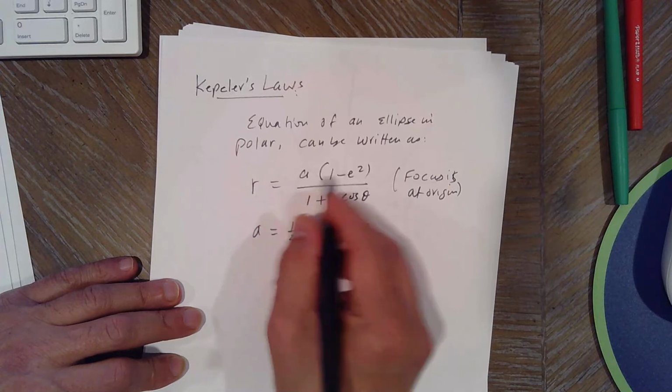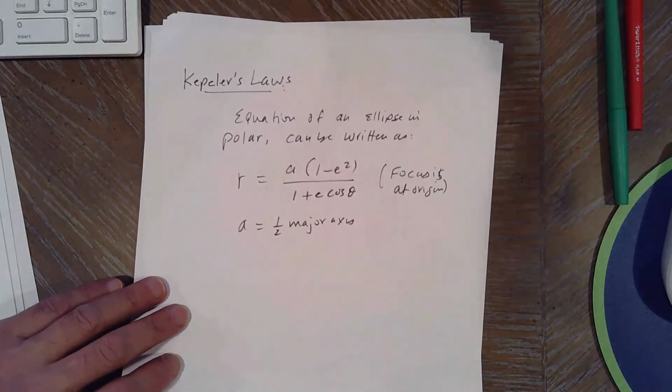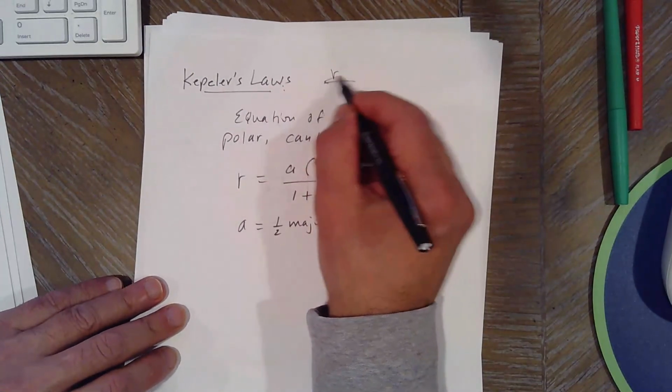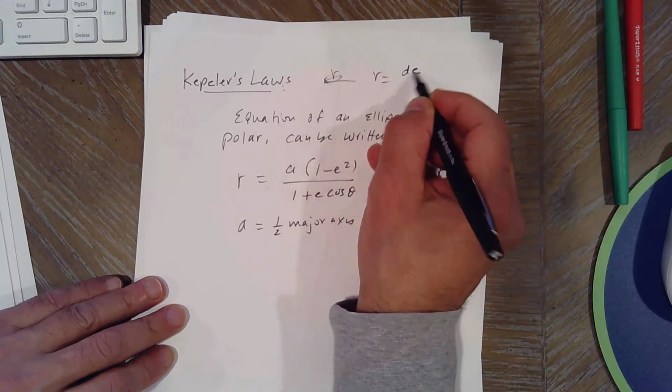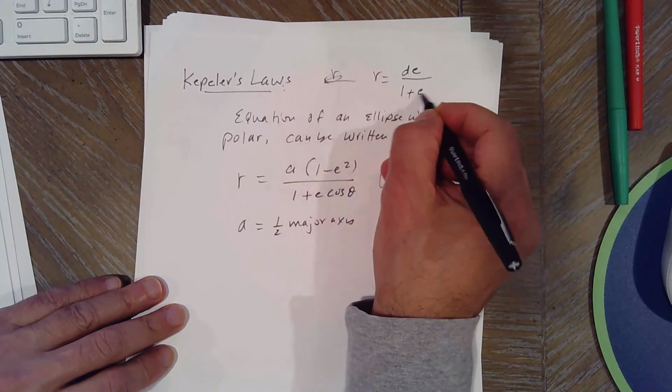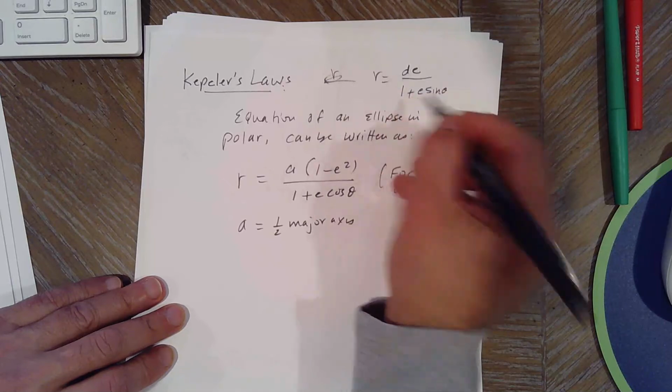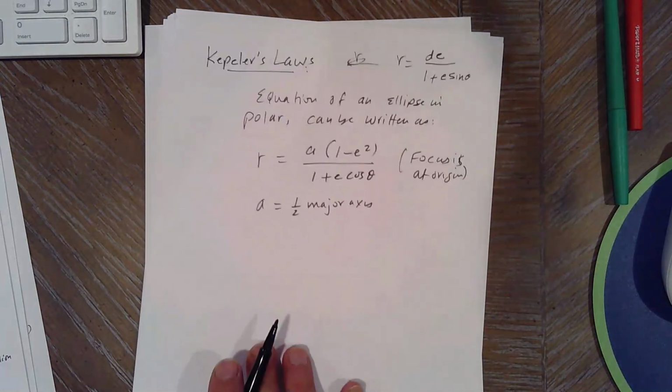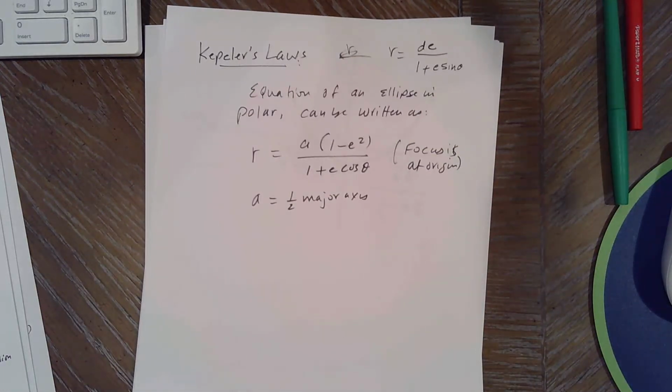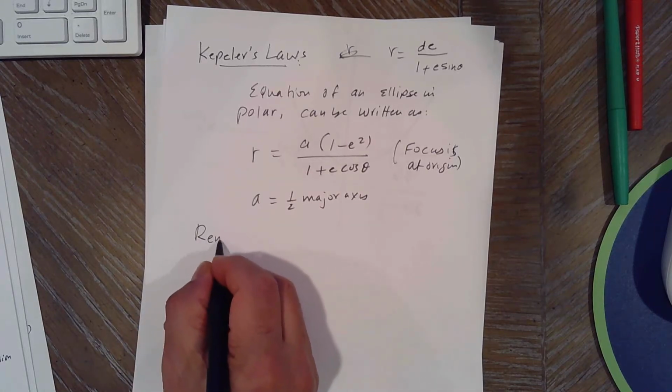So in the previous example, we didn't have a, right? We have r equals de over 1 plus e sine or cosine, okay? There's no a. Remember the major axis is 2a, so a is half the major axis. Okay, an important remark.